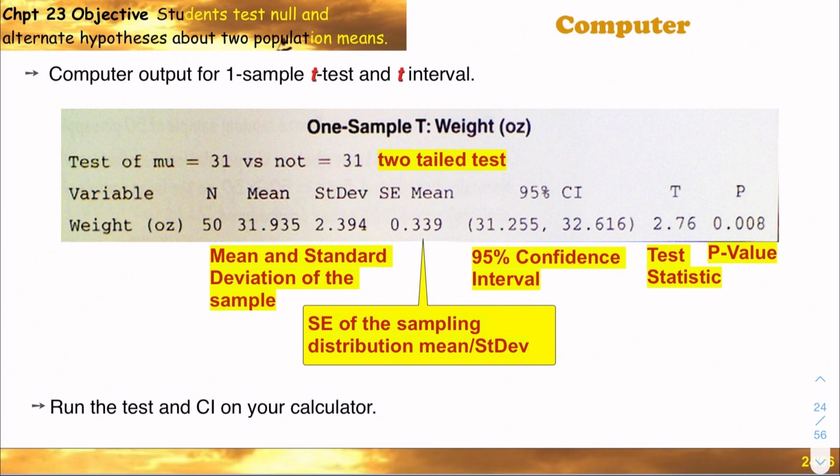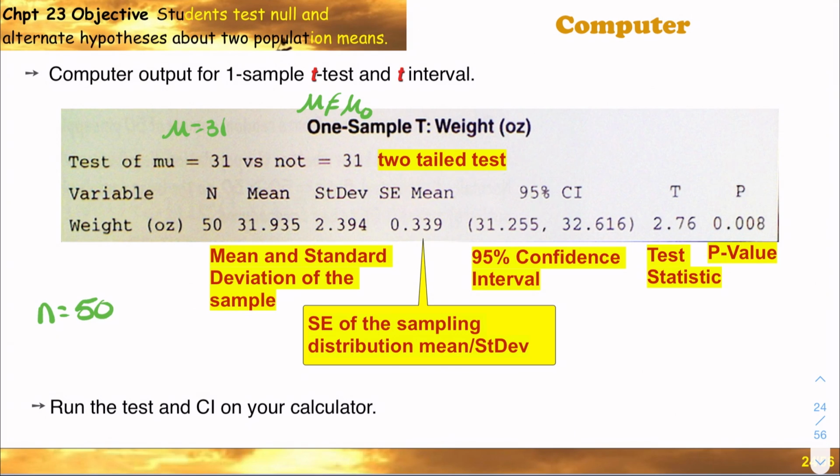What we want to do is practice this. I want you to use your calculator to compute a one sample t-test and a confidence interval using mu of 31, so our average is 31, versus not 31. So this would be a two-tailed hypothesis test. This gives us a sample of 50, so n is equal to 50.